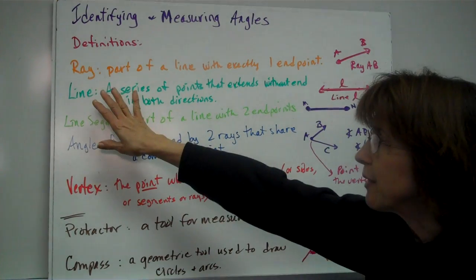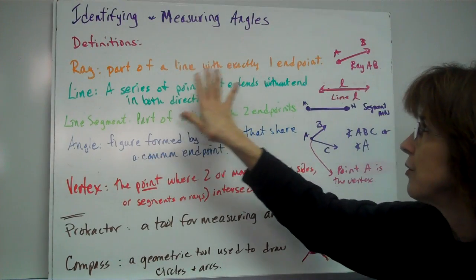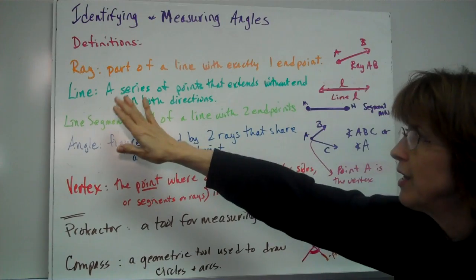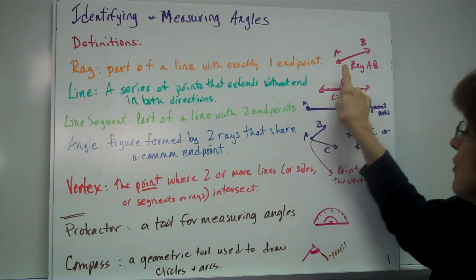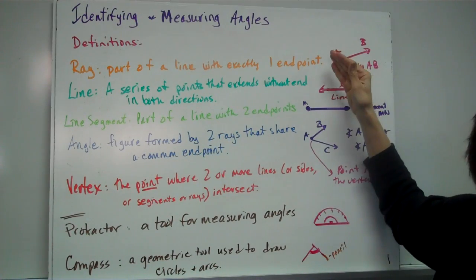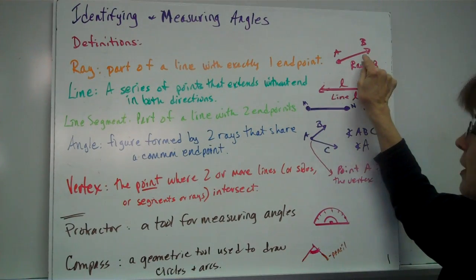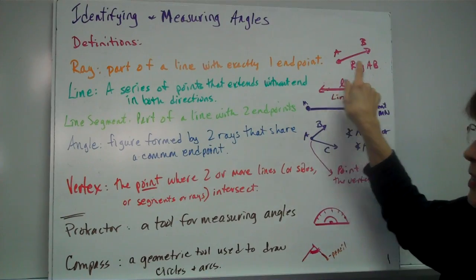Okay, so a ray is a part of a line with exactly one endpoint. I really probably should have started with line, but anyway, we'll get through this. So a ray is just part of a line, and there's an example. It's just the part that, like almost half of a line, you can think of it. It has an endpoint, and then it goes on infinitely in one direction. We call that ray AB, okay?